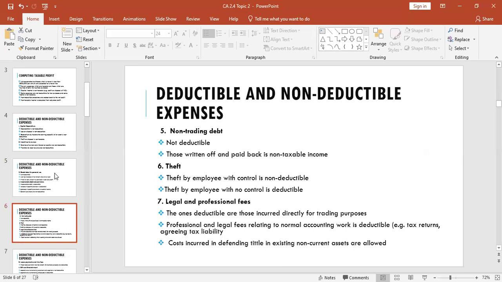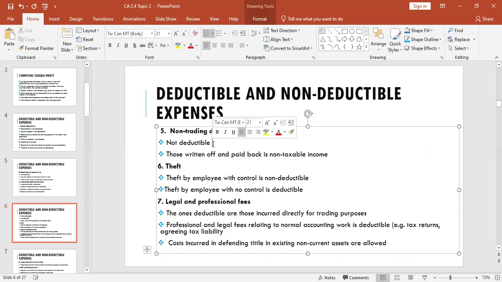Okay, so now what if we've got non-trading debts? This is where we are a company. We sell phones. I'll go back to the phones example. We sell phones, but we lend money to our customer. Maybe we lend our customer 5,000. But that amount that we lend our customer is not deductible for tax purposes.